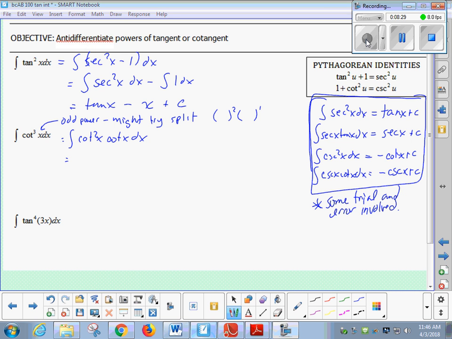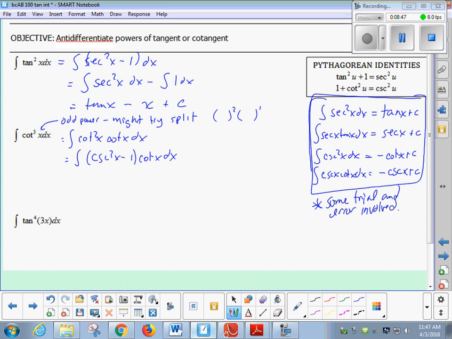Well, of course it's possible. It's right there at your fingertips. What do you got? What do you think I could do? Give me something. An identity, yes. Cotangent squared is cosecant squared minus 1. Right?